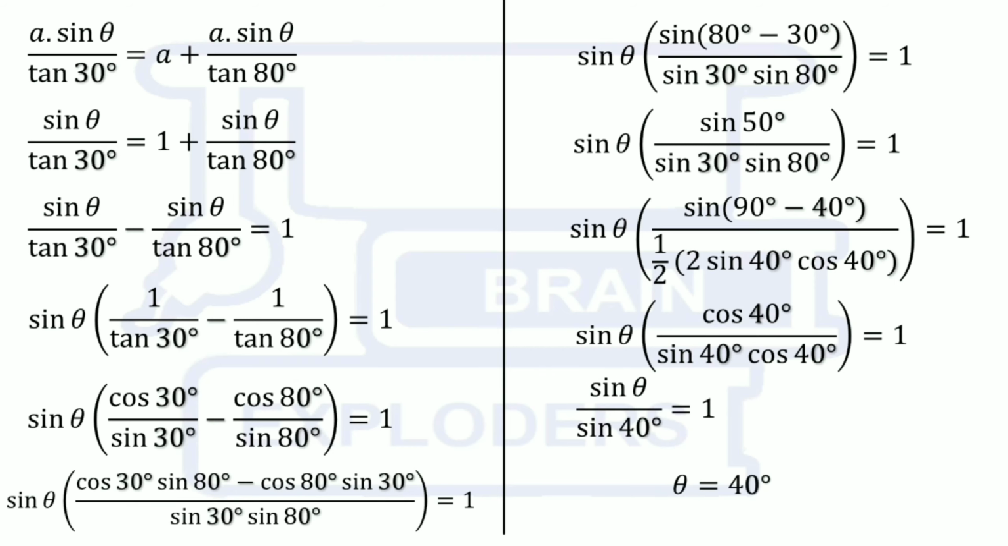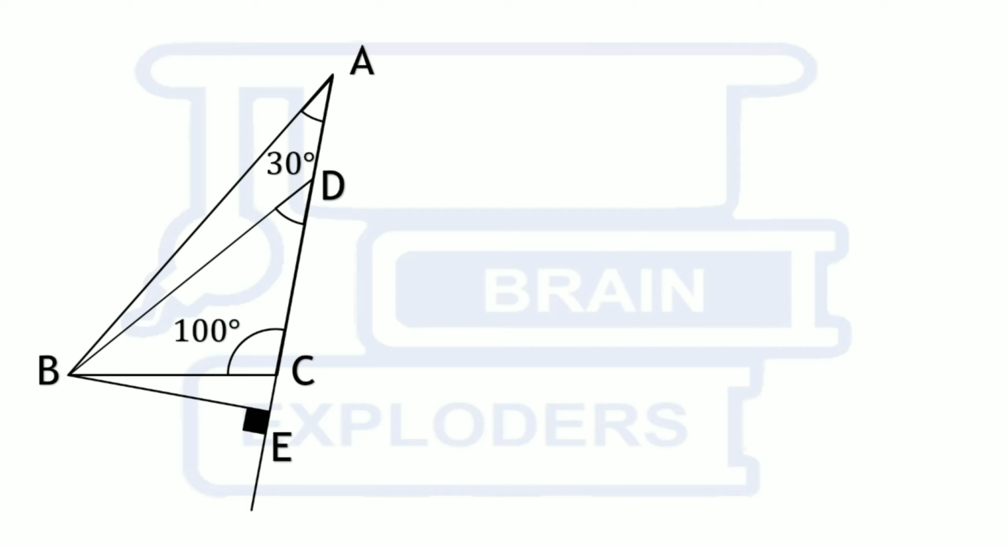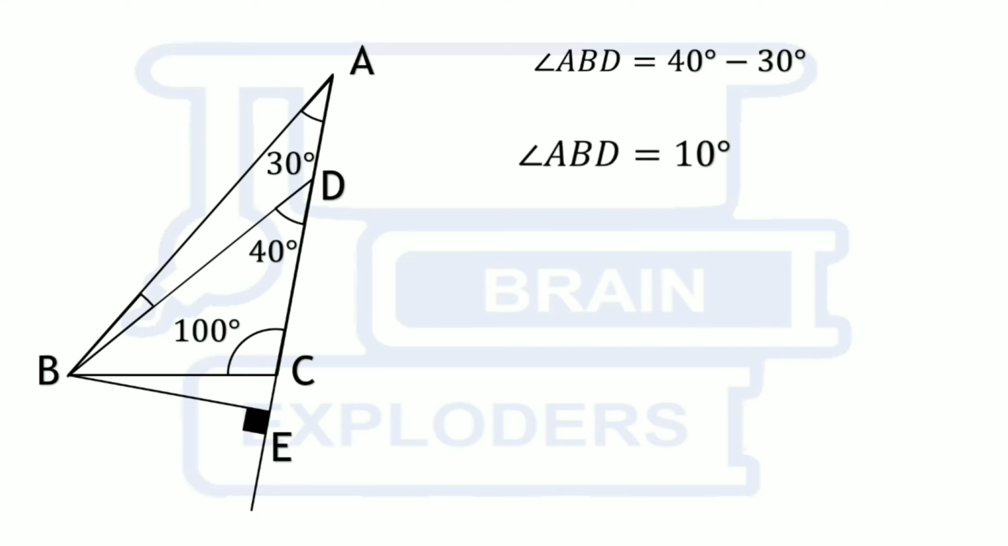Since angle BDC is the exterior angle of triangle BDA, therefore it is the sum of two interior opposite angles. Hence, angle ABD is the difference of BDC and BAC. We get angle ABD equals 10 degrees, and this was our solution.